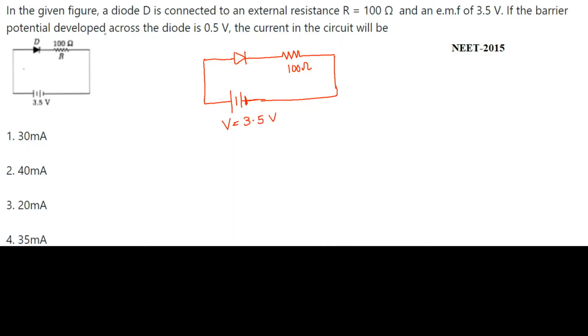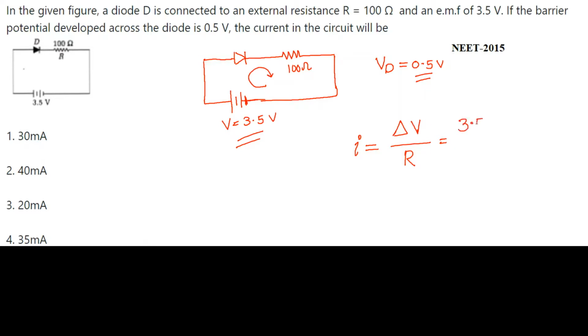If the barrier potential developed across the diode is, he has given the diode voltage, the voltage across the diode is 0.5 volt. And the current in the circuit will be, okay, same formula. We can directly apply this formula. Current in the circuit I is equal to delta V divided by R. There are two voltages. One is 3.5, the other one is 0.5. If I go clockwise, either you can apply Kirchhoff's law or you can directly solve this. So what is the change in voltage?